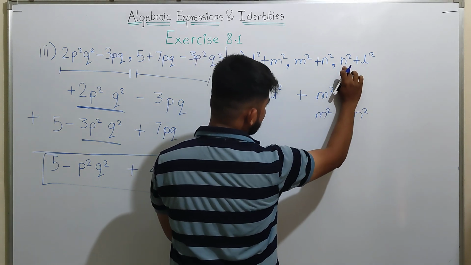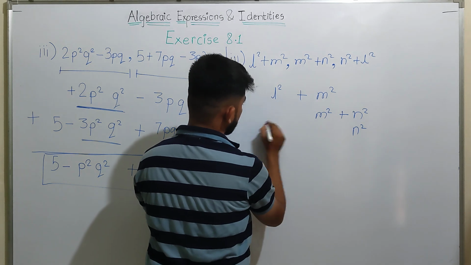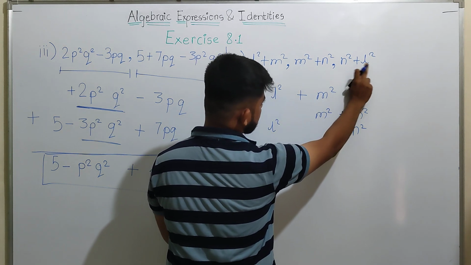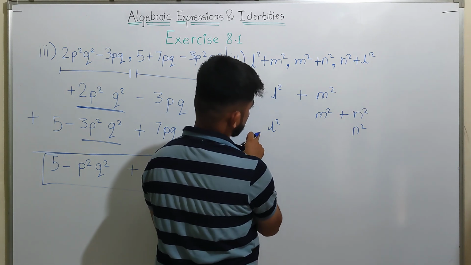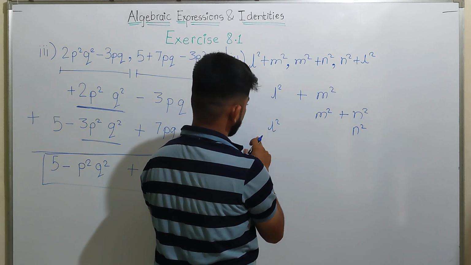Do I have n square? Yes, I have n square. Do I have L square? Yes, I have L square. Now just because it is a positive plus L square, I will not write a plus here. If it would be minus, then I would write it minus, right?